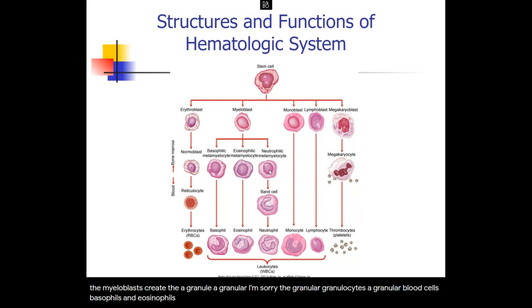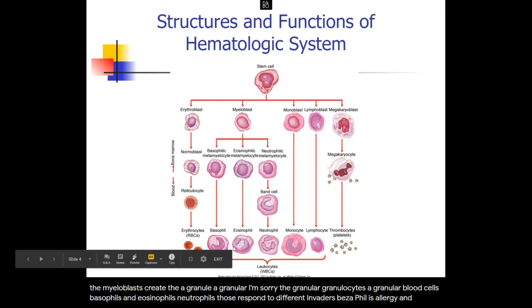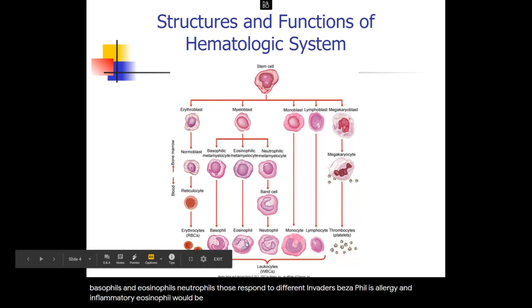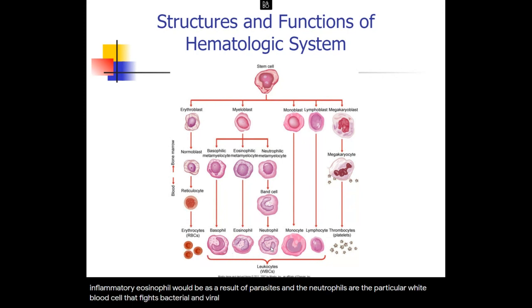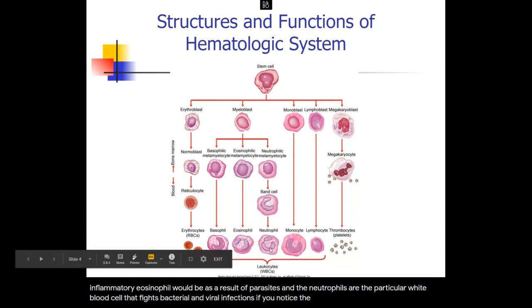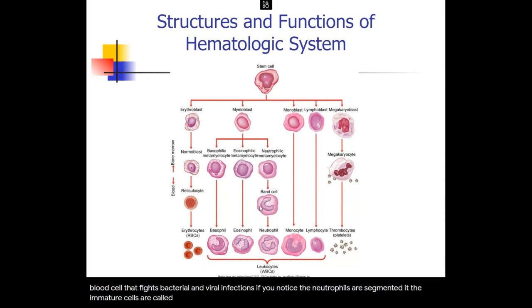Basophils, eosinophils, and neutrophils respond to different invaders. Basophil is allergy and inflammatory. Eosinophil would be a result of parasites, and the neutrophils are the particular white blood cell that fights bacterial and viral infections. If you notice, the neutrophils are segmented. The immature cells are called bands because they're not segmented yet.